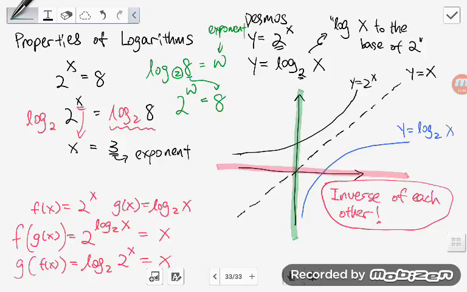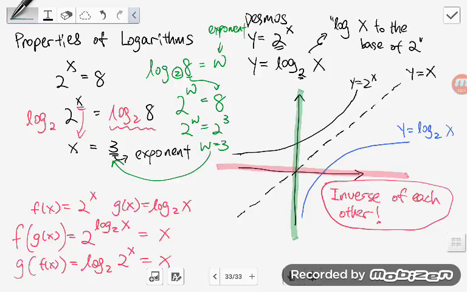So basically what we are saying is 2 to the power of w is equal to 8. So 2 times 2 times 2, which is 2 to the power of 3, is equal to 8. So my w is equal to 3. And that's how we got this 3 here.